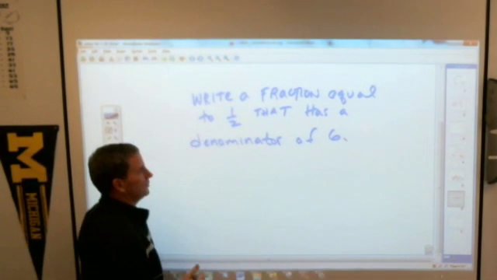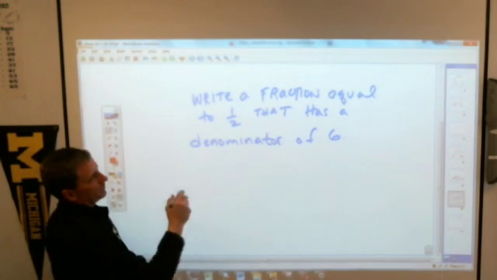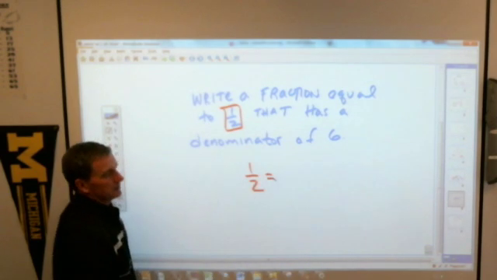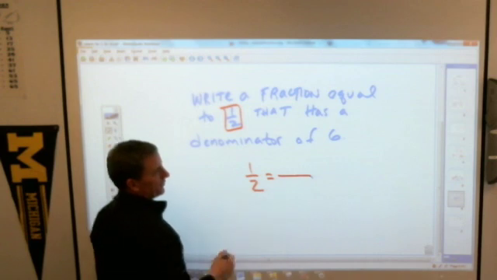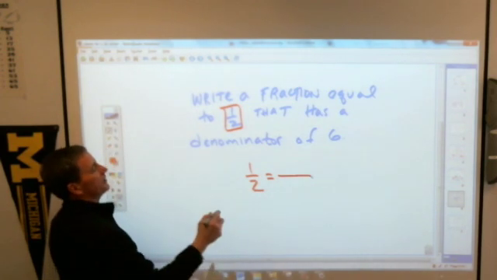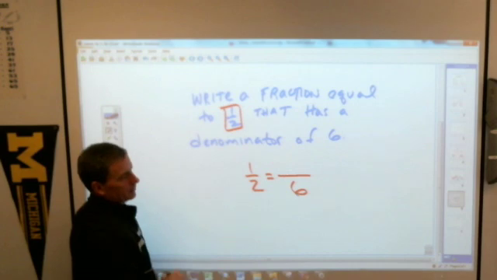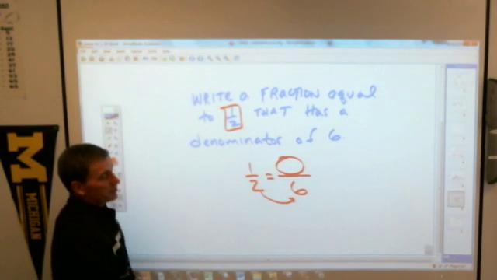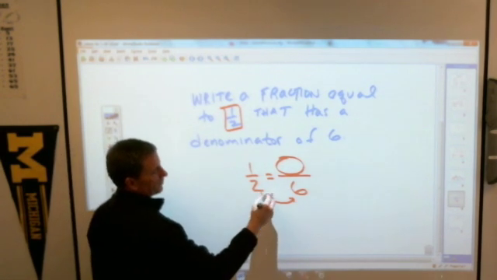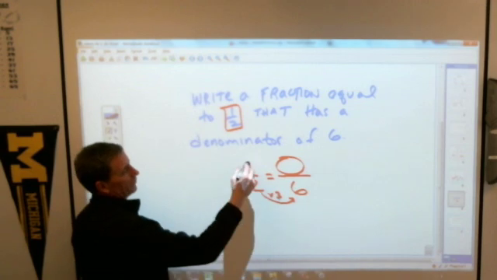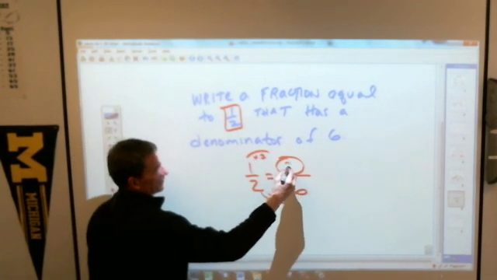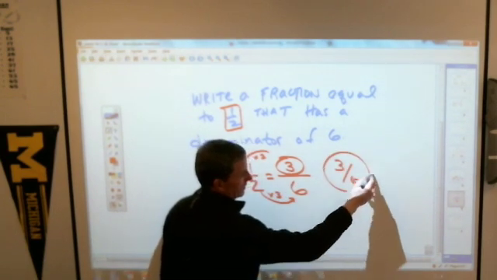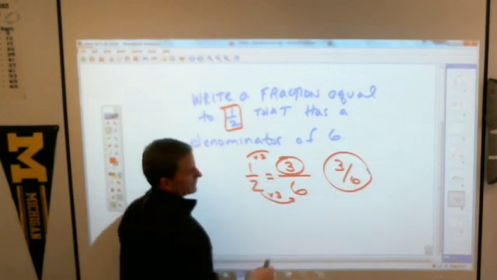So, what are they asking you to do? First of all, you want a fraction that's equal to 1/2. 1/2 equals, and where's the denominator, on top or bottom? On the bottom. So 2, you have to go from 2 to what? They actually want the whole fraction. How do I go from 2 to 6? I multiply by 3. And then 1 times 3 is 3. So they're looking for the fraction 3 over 6. That's a fraction that's equal to 1/2 that has a 6 on the bottom.